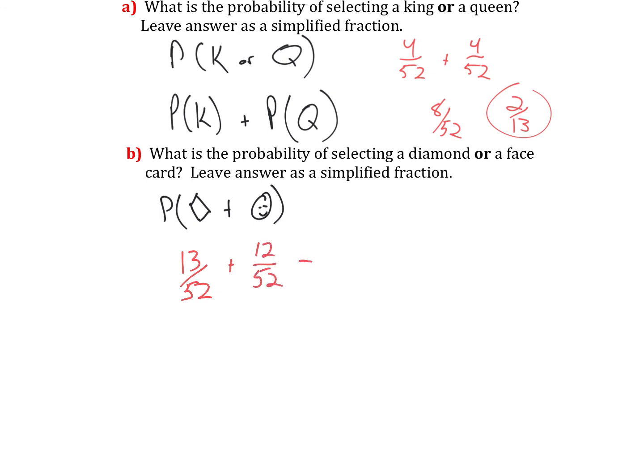And we need to subtract away those 3 that were both diamonds and face cards, because those got counted in each one of these. So we don't want to double count them, which is why we're subtracting that away. So we'll add 13 plus 12 minus 3. We get 22 over 52. Simplify that fraction, 11/26.